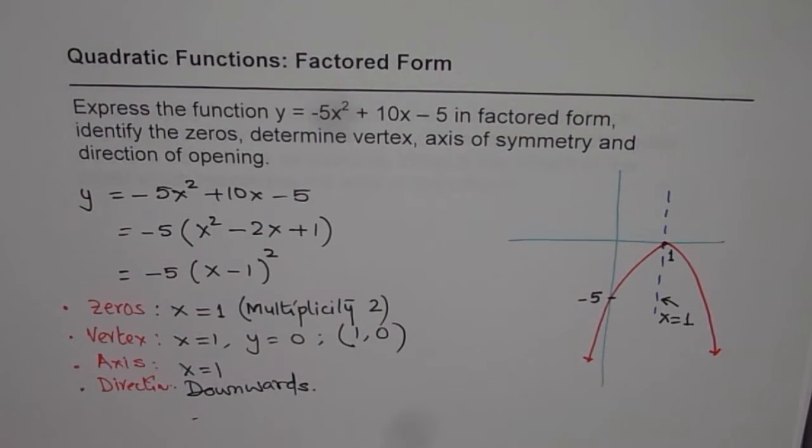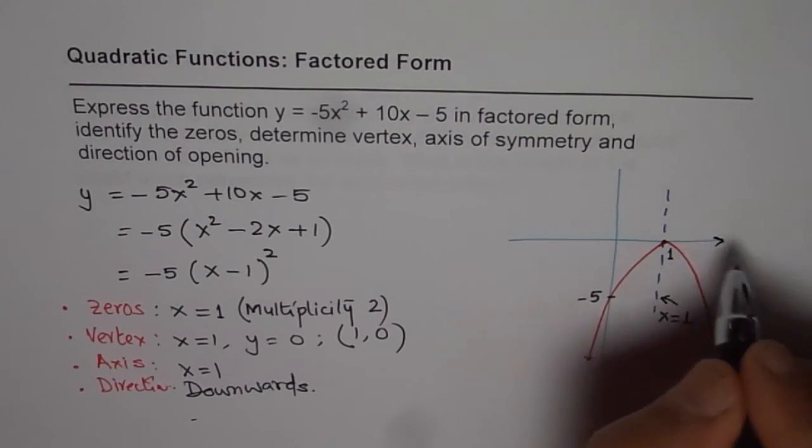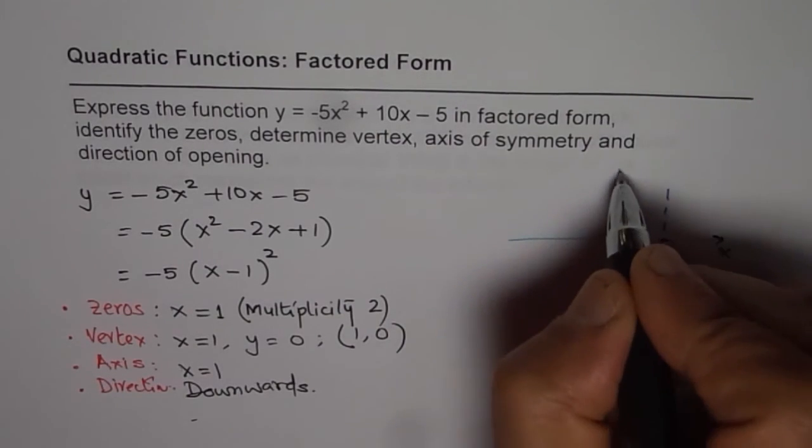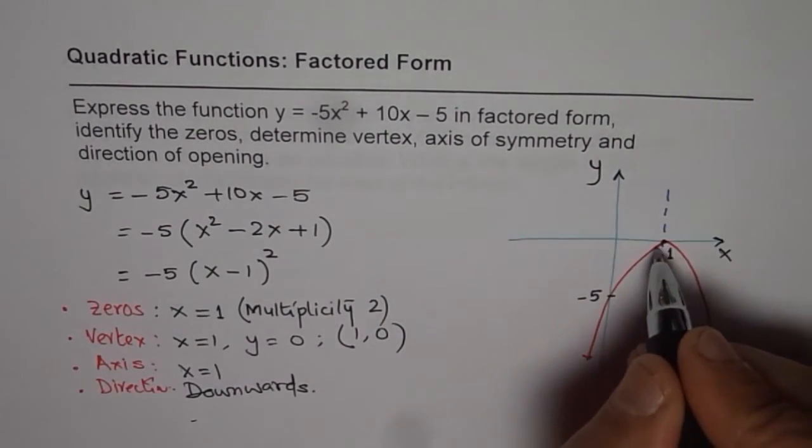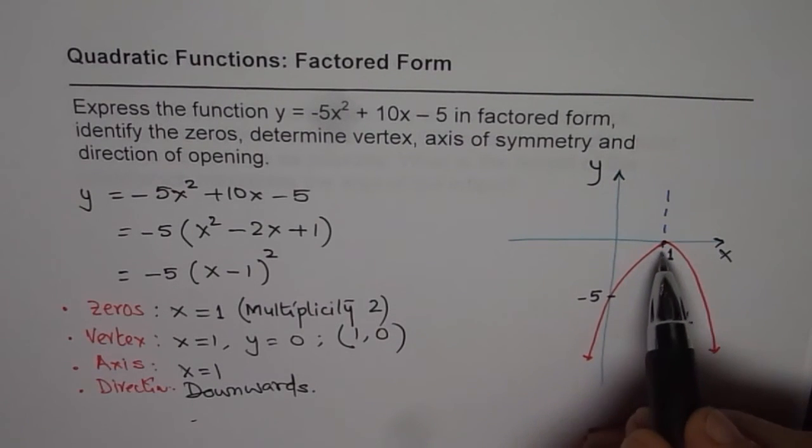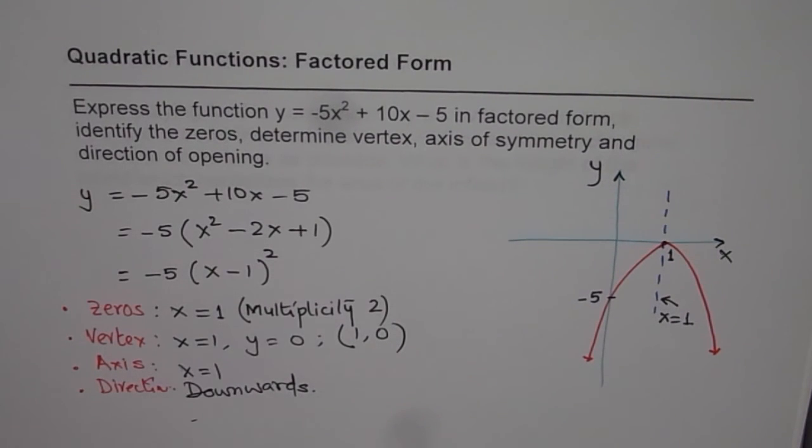So to start with, this is a very good example. In this case, it is kind of typical in a way that we have both the zeros at one point, right? So that is how it is very typical. So when both the zeros are at one point, we kind of get the vertex form, and we can straight away read the vertex from the factored form. I hope you understand and appreciate it.